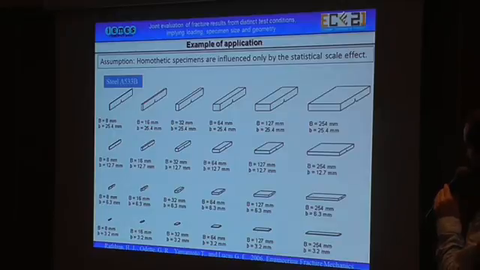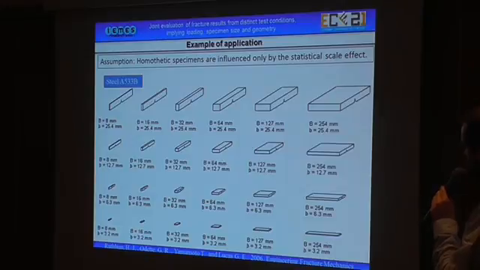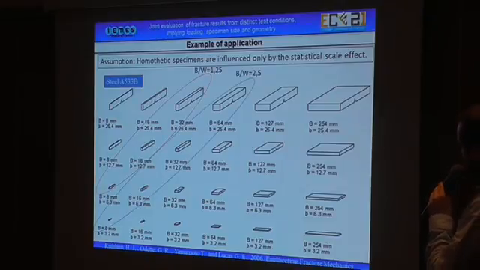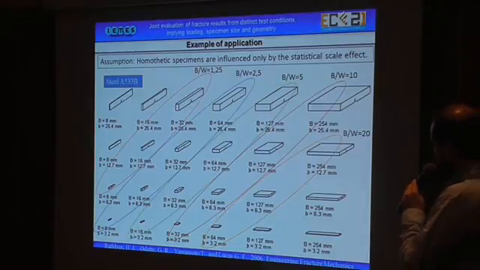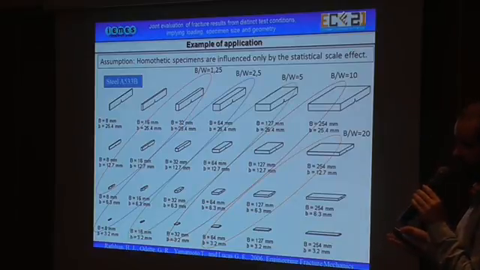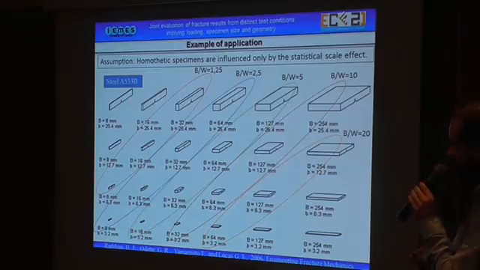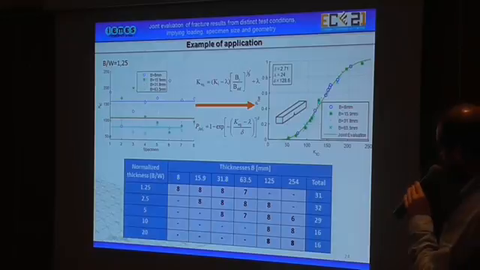I use the data from Razum et al. That was performed 10 years ago, and I assume that homothetic specimens are influenced only by the statistical size effect. So between this experiment and this experiment, there is no influence of the constraint, because this is exactly the same geometry with a perfect scale. So maybe there is only scale effect, not constraint effect.